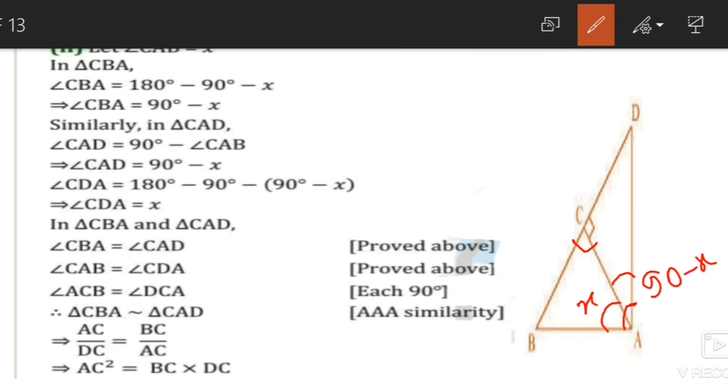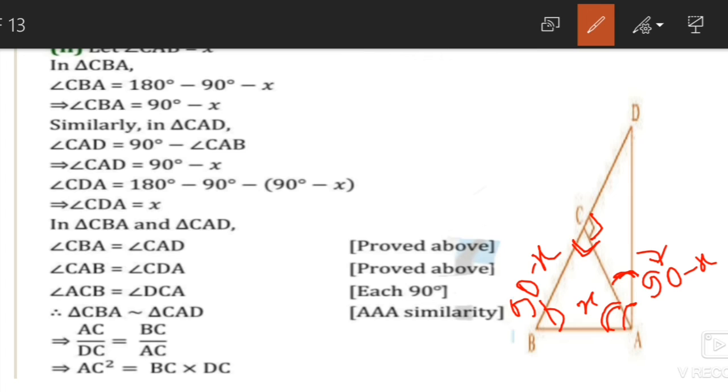Again, if you consider triangle ACB, this A is x, this one is 90, that means this angle will be 180 minus 90 minus x, that is 90 minus x. Now this angle is 90 minus x. Now again if you take triangle ACD, this is 90 minus x, this is 90 minus x, this one is 90 degrees.